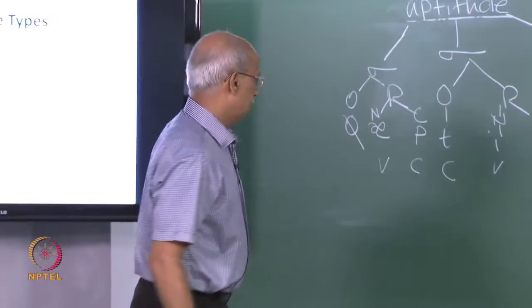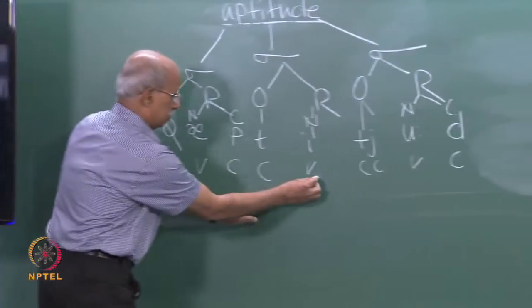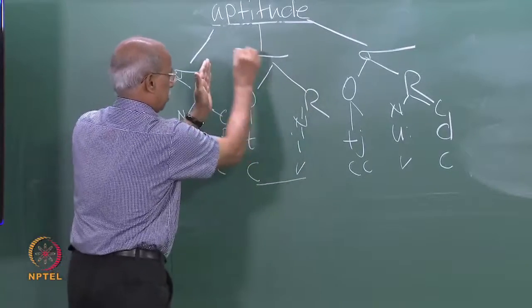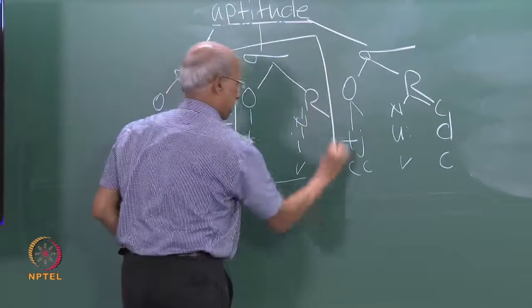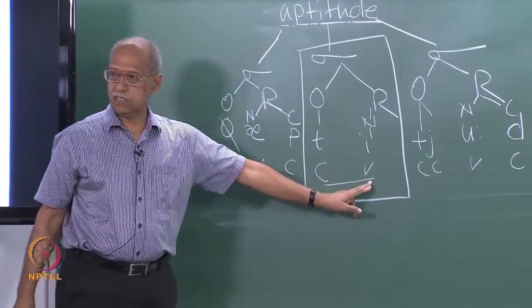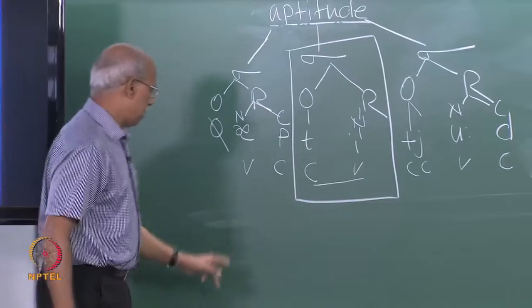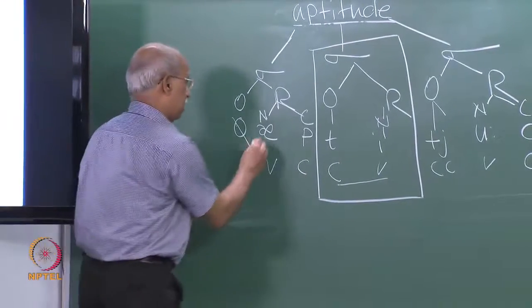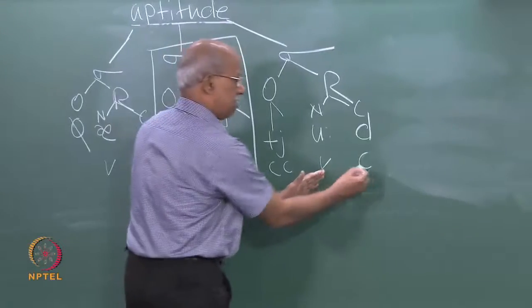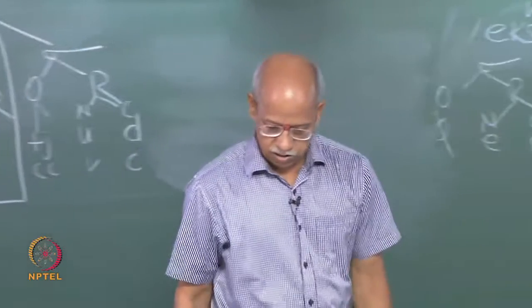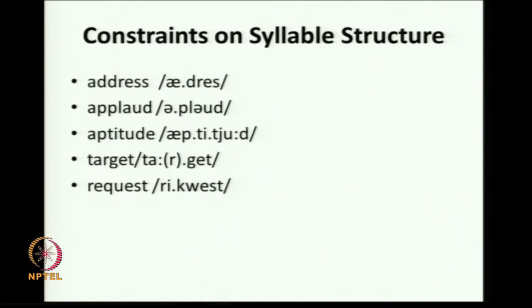Now you will see that in some syllables V is not necessarily followed by C. In this case, look at this syllable. Okay? This syllable, this box. Is V followed by a C? No. But look at this case. A V is followed by C. Look at this case. A V is followed by C. Can you take any other word from the previous? Take a word like address, write C V C V.